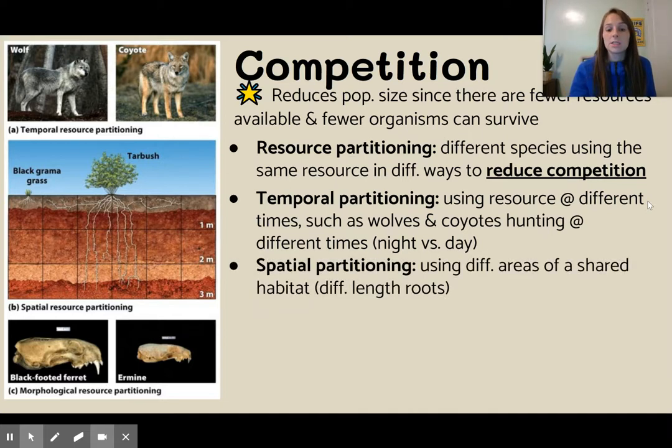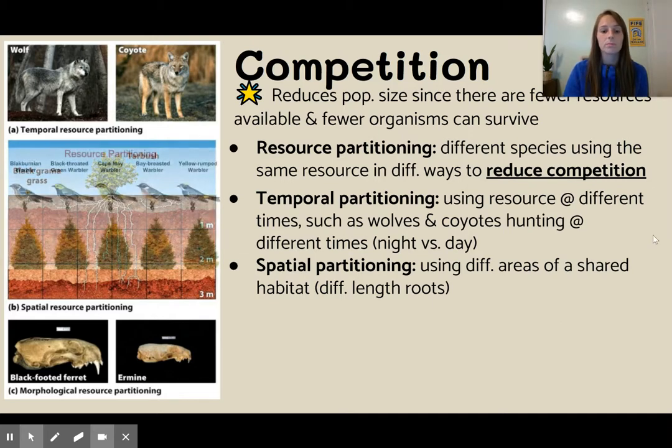Another example is spatial partitioning. So spatial partitioning is where you use different areas of a shared habitat. Now, one example of this would be different lengths of roots. They're both still trying to get water and soil nutrients, but this grass is going to have shallow roots, and then this bush is going to have roots that go farther down. So they're still competing for some of the same things, but they're getting it at different levels in the soil, and so there's less competition. It's not like they're all competing right here on this top layer of soil.